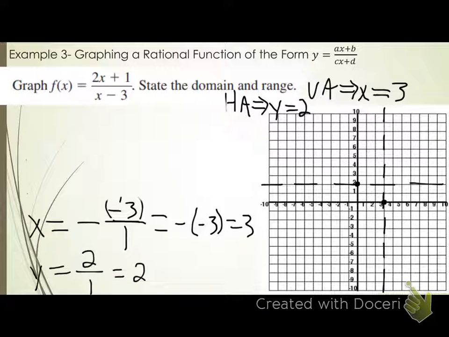So I'm going to type it in my calculator, very similarly to the last one. Do parentheses 2x plus 1. Oops, never mind. No, yeah, that's right. Parentheses 2x plus 1. Close your parentheses. Divided by parentheses x minus 3. That's how I'm going to type it in my calculator, exactly like that.